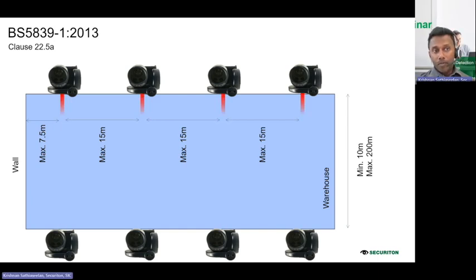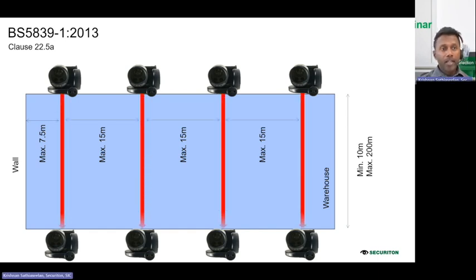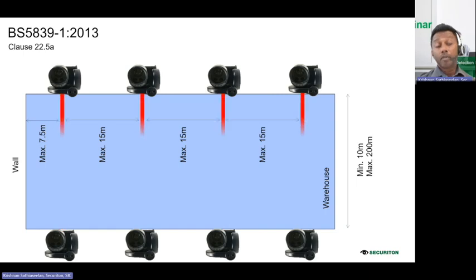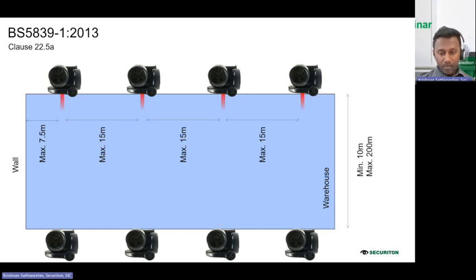And of course, from the end of the building to the first beam is 7.5 meters, and in between the beams are 15 meters.